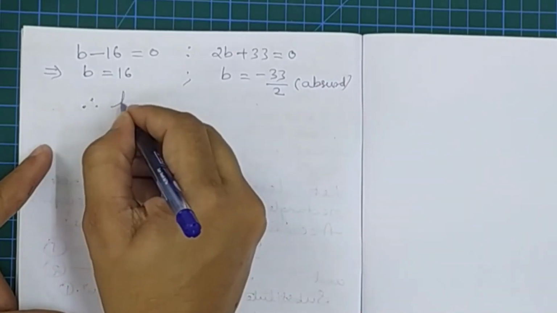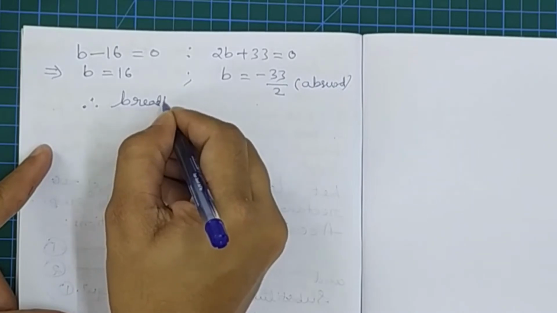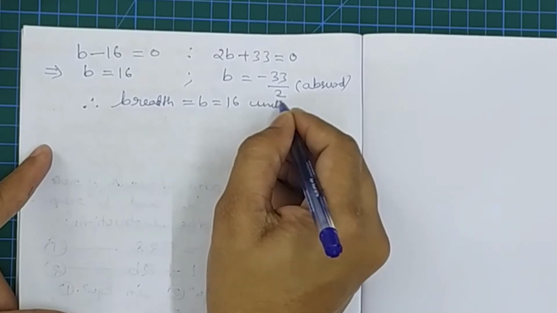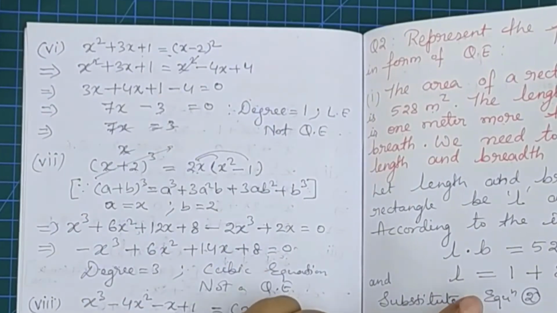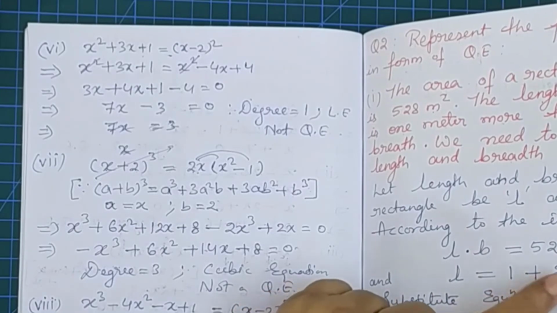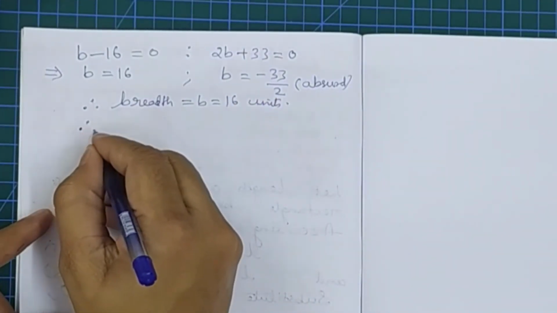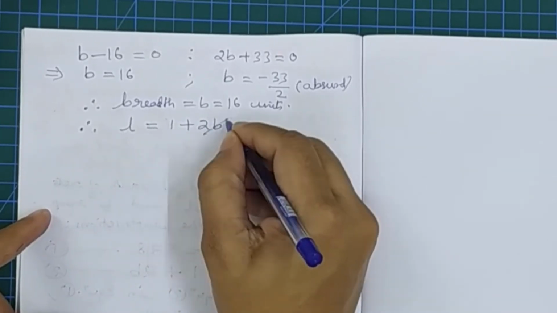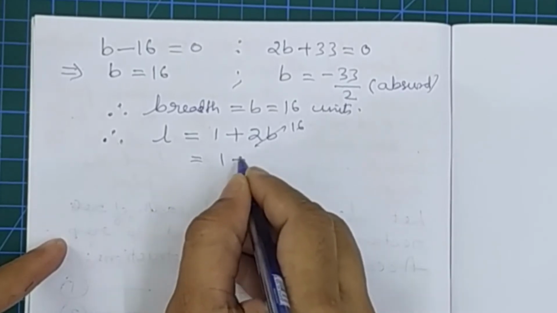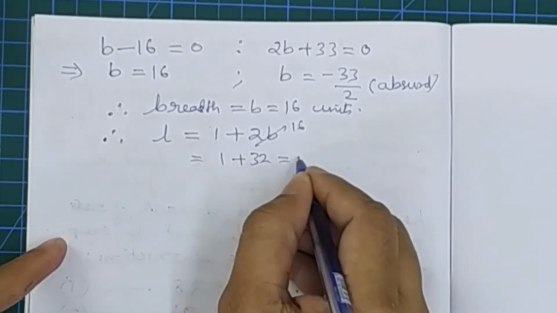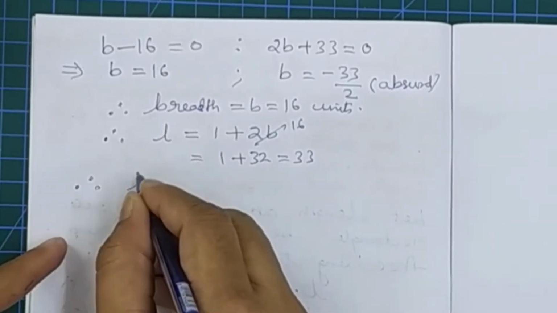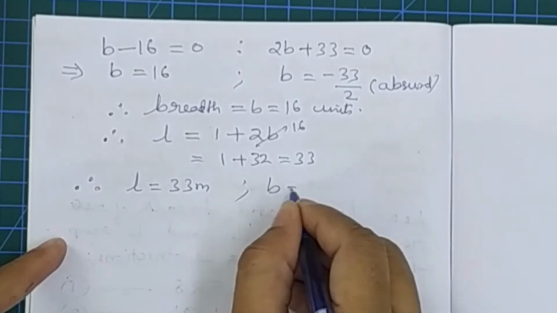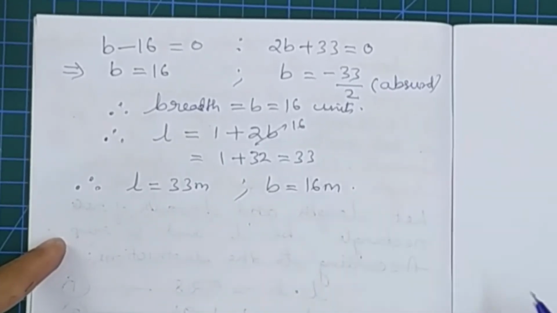Therefore, the breadth of the rectangle is 16 units. In the second equation, the length is 1 more than twice the breadth. So we will use the second equation to find the length: 1 plus 2b. In place of b, we write 16. So 1 plus 2 into 16, which is 32, that is 33. Therefore, the length of the rectangle is 33 meters or units. Breadth is 16 meters or 16 units.